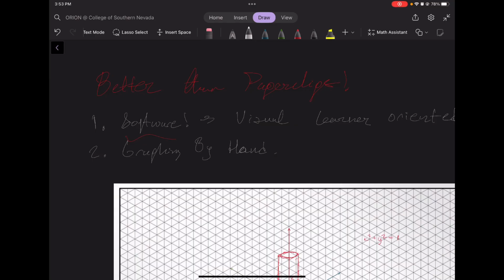Number 2. This is called Better Than Paperclips. So our professor basically created an assignment for us to kind of work on the concepts of 3D graphing and how we could explain it to people and a few other things. So we're just going to go right ahead and start.